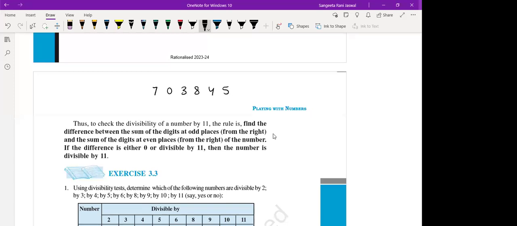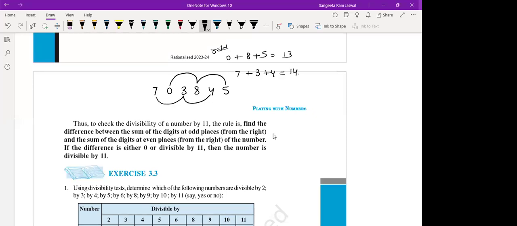So digits at the odd place. This is one number, then 2. So digits at the odd places. Okay. And digits at the even places. If you take the sum of these, suppose 0 plus 8 plus 5. Okay. So these are the digits at the odd places. This is 13. If you take the sum of these digits at the even places, 7 plus 3 plus 4. So this is 14. Right?